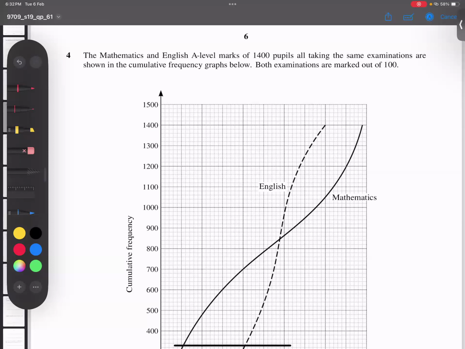This is the June 1961 variant, question number 4. What does the question say? Mathematics and English A-level marks for 1400 pupils. They are taking some exams, and a cumulative frequency graph is given. Both exams are marked out of 100.